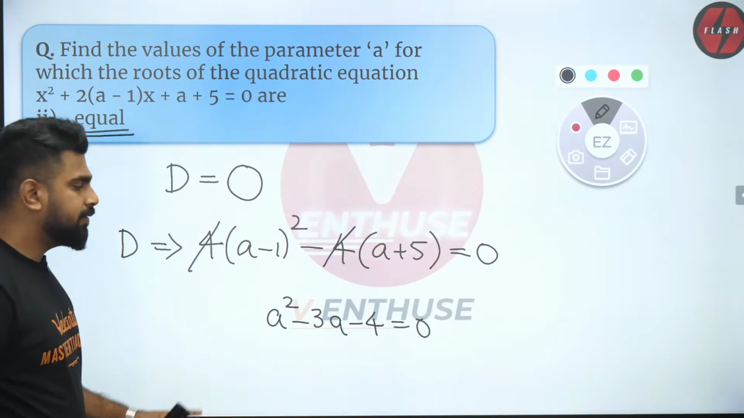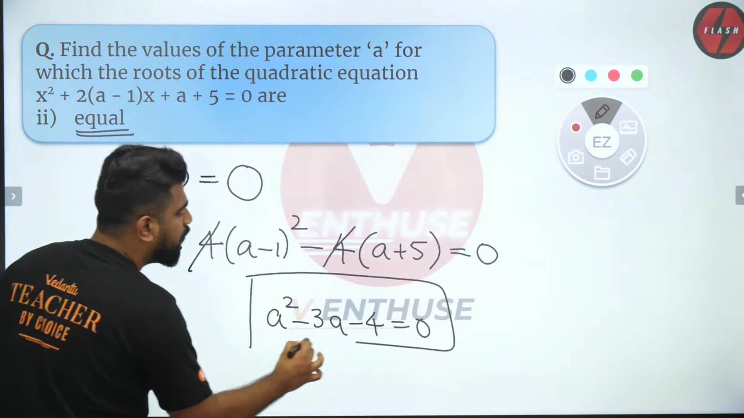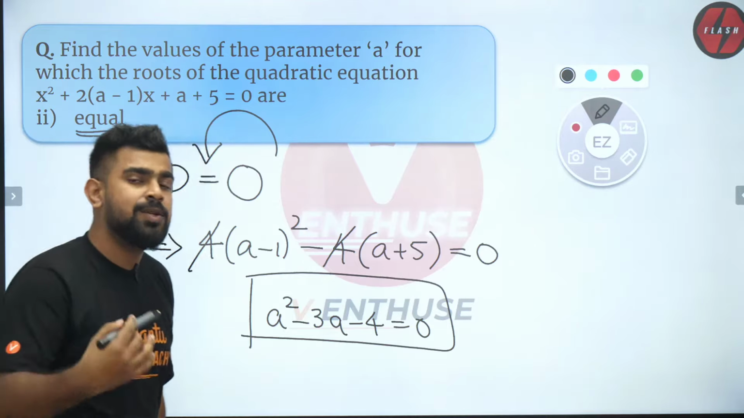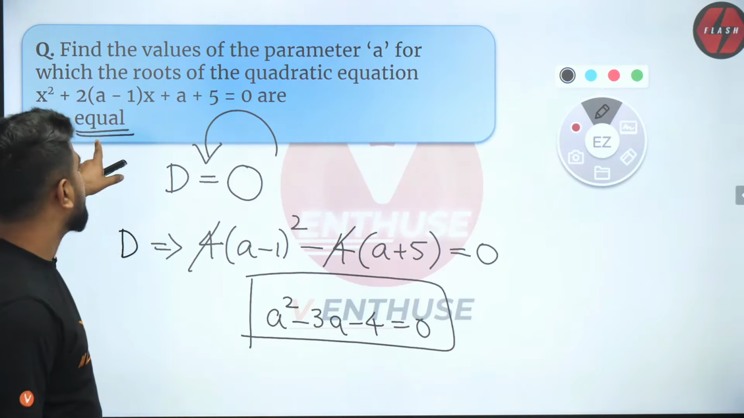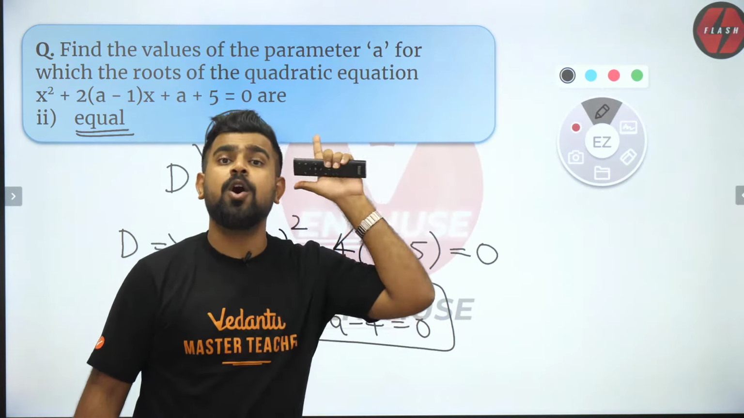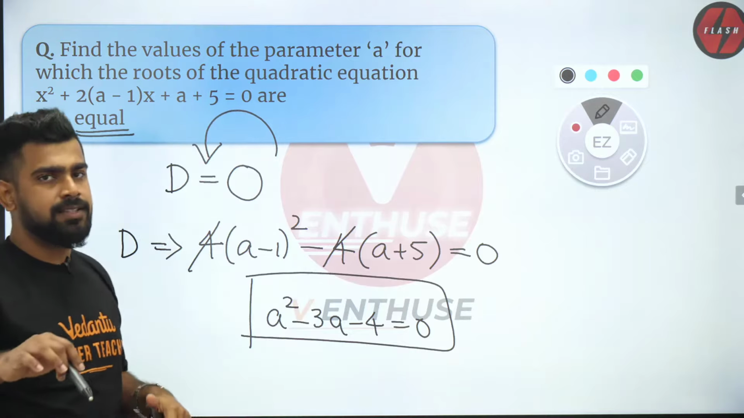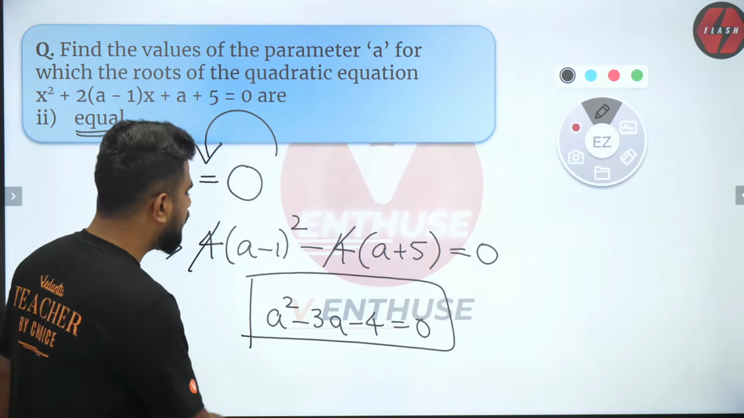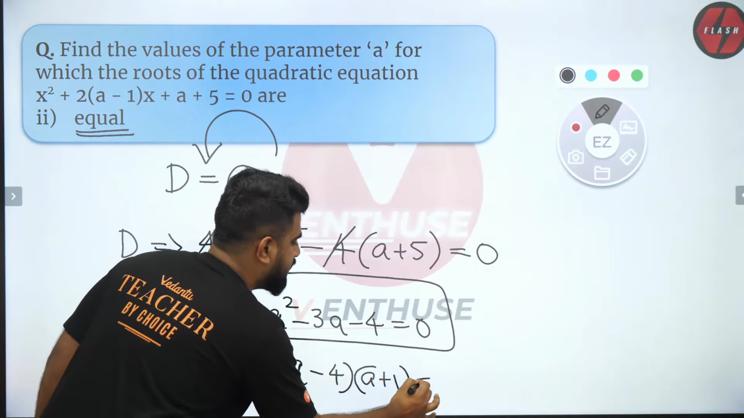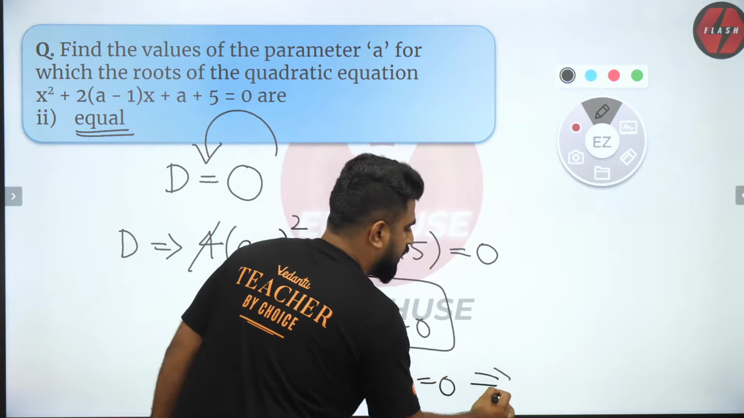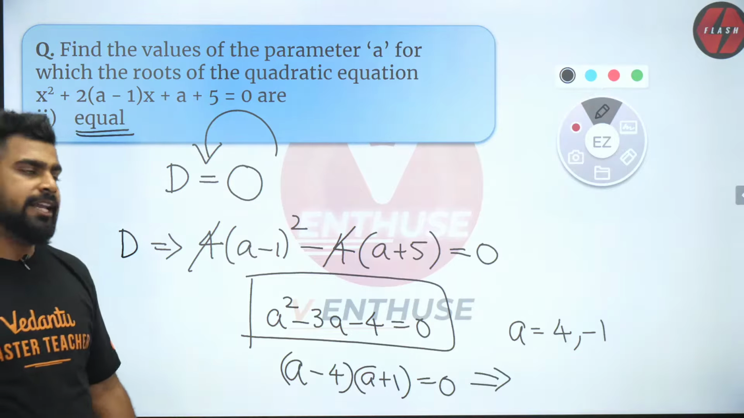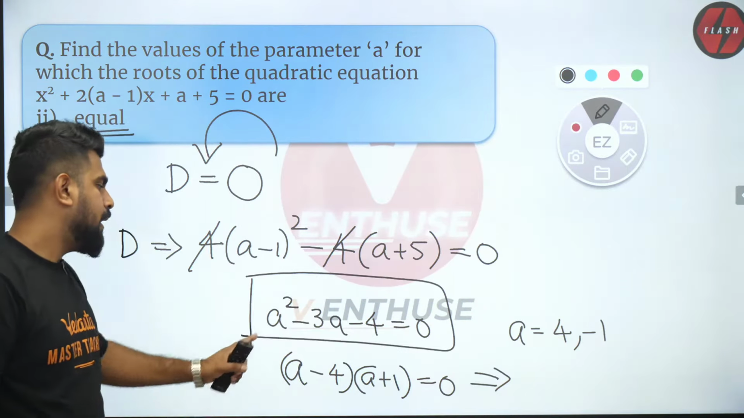You remember? We got the same quadratic, but now we have an equation because we want it to be equal to 0. Why does it have to be equal to 0? Because the discriminant should be 0 for equal roots. Since they asked in the question that we want equal roots, I put my D as 0. So when you solve this, what will you get? You will get (a - 4)(a + 1) = 0. So this implies that a is either 4 or -1.